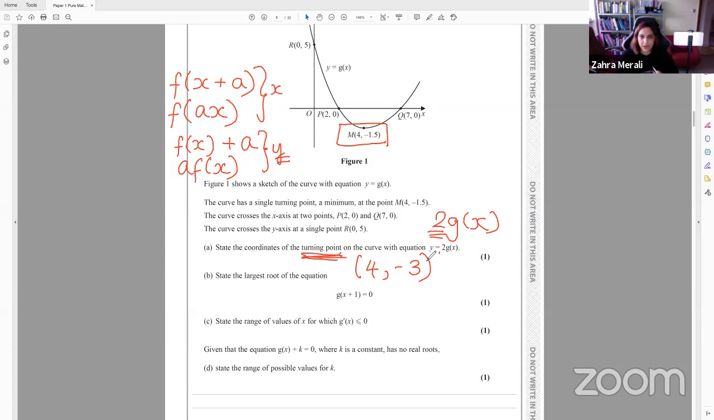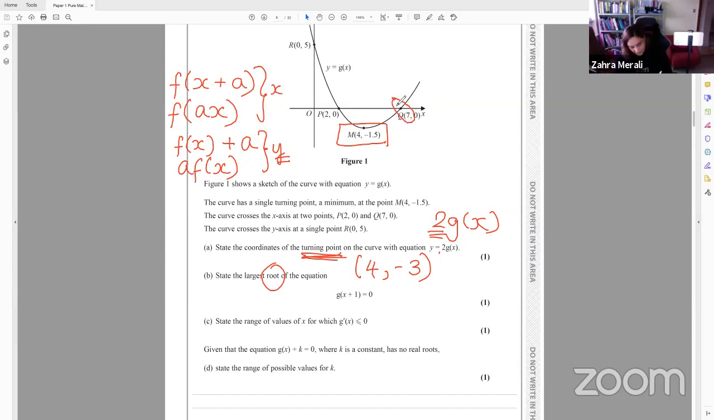The next bit, part B, says state. So if you see the word state and you see it's 1 mark, it's supposed to be easy. If you're making it more difficult, if you're doing something more convoluted with it. So it says state the largest root of the equation. So we want to know a root. What does it mean by root? The root is where it crosses the x-axis. So the largest one where it crosses is this 7.